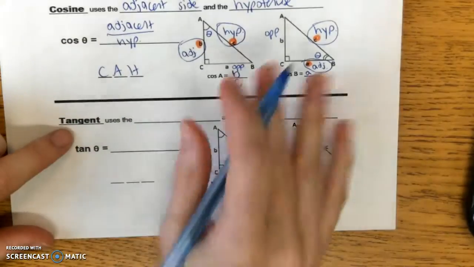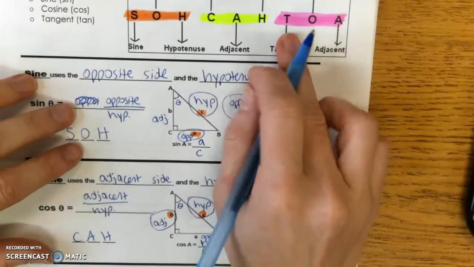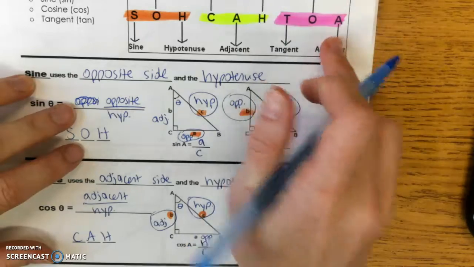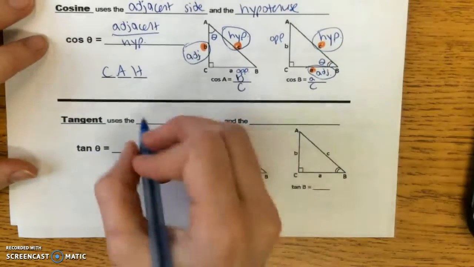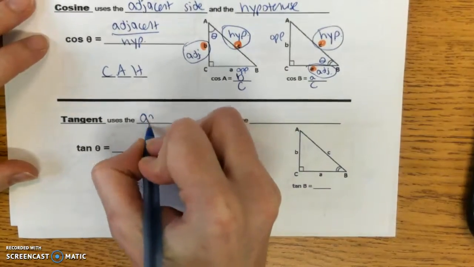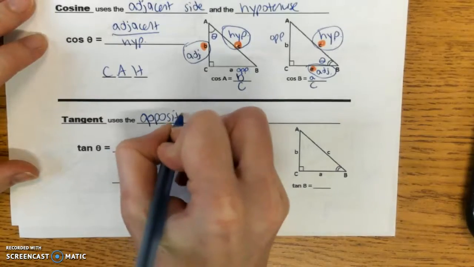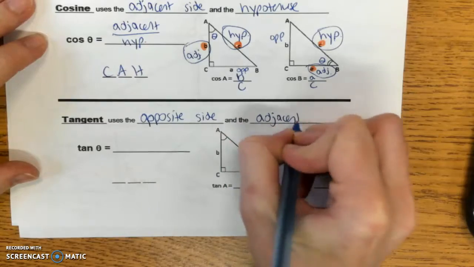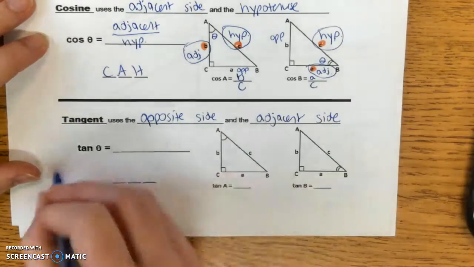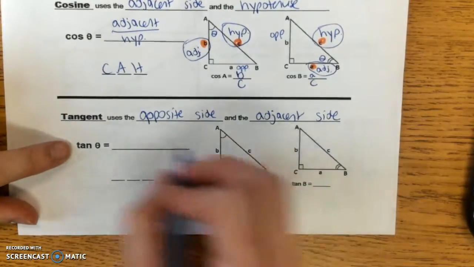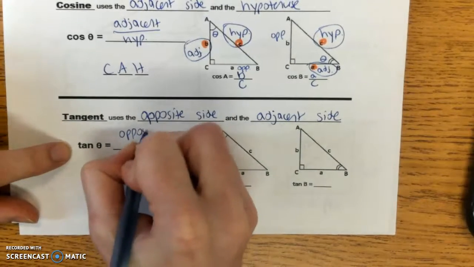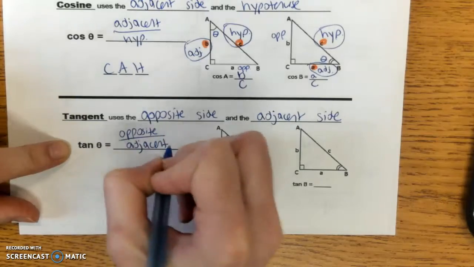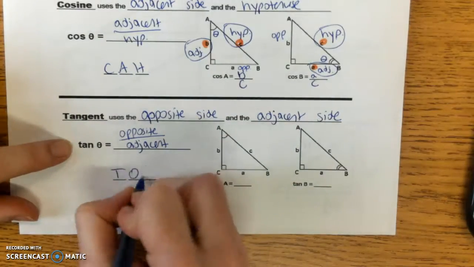All right, tangent, if we go back up here, tangent is abbreviated TOA. Tangent is opposite over adjacent. Tangent uses the opposite side and the adjacent side. All right, so tangent of theta is going to be opposite over adjacent. TOA.